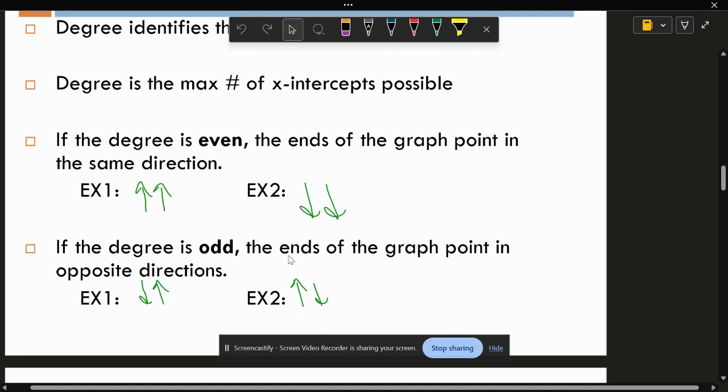If the degree is odd, the ends of the graph point in opposite directions. So x to the third, x to the fifth, x to the seventh, and so forth, even x to the first, will start down and then go up. However, if there is a negative out front of our highest degree, the way that our graph goes will be switched around. For instance, negative x to the third power, negative x to the fifth, and so forth.